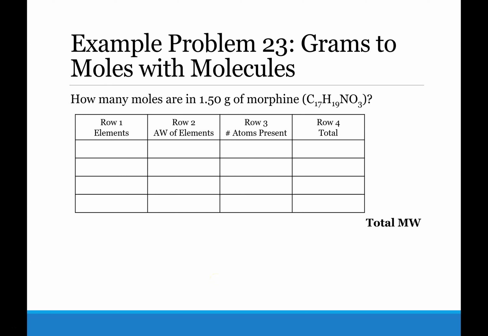Example problem 23 reads, how many moles are in 1.50 grams of morphine? So we have 1.5 grams of C17H19NO3, and we want to know how many moles there are. That is a single step conversion.